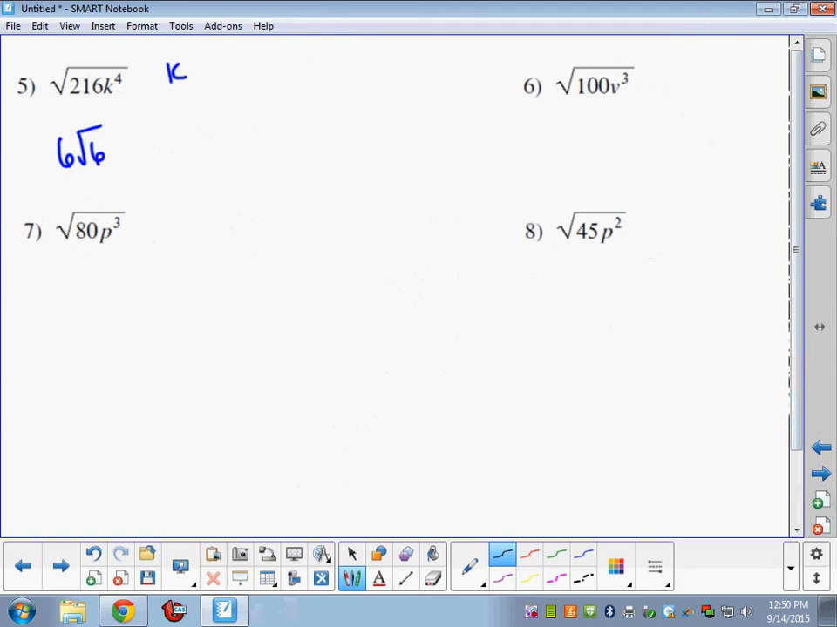k to the fourth is k times k times k times k. So we have 2 pairs in this case. So that would mean it would be 6k, k root 6. And again, I got this 6 root 6 from our prior work. k times k is k squared, so we would rewrite it as 6k squared root 6.